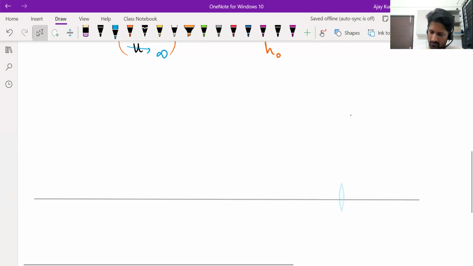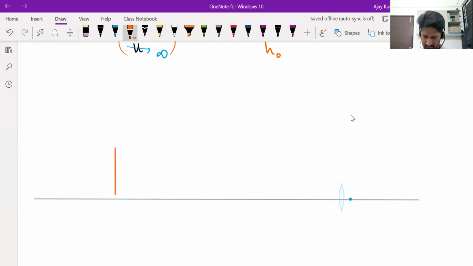Now the focus of the lens will be somewhere here. Assume this is the object. You must consider an object which is significantly bigger than the lens. If it's a small object, the image size will be tending to 0. You won't be able to see it. We have discussed that already. Now for this kind of object, how to do ray tracing?